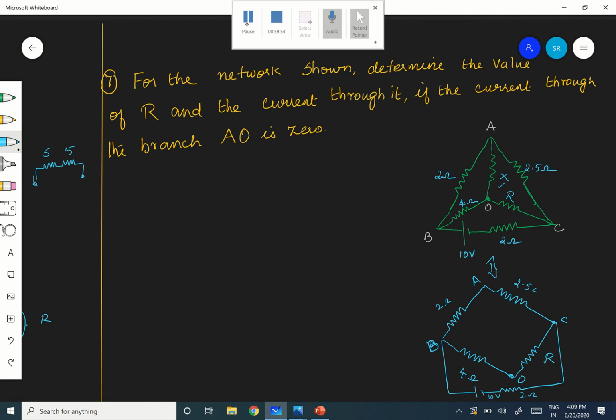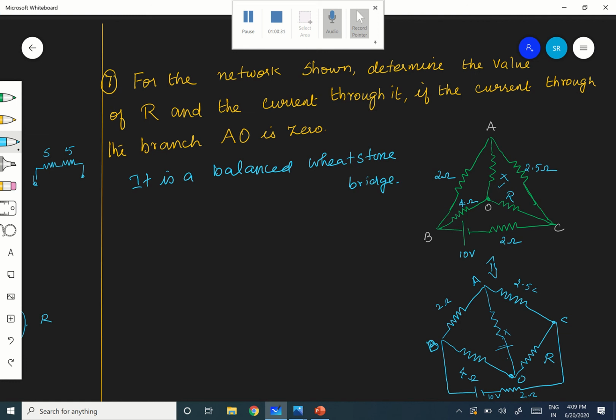Because there is no current in this branch. This is x, but what is the current here? Current is equal to 0 in this branch. Therefore, definitely it is a balanced Wheatstone bridge. Okay, a balanced Wheatstone's bridge.